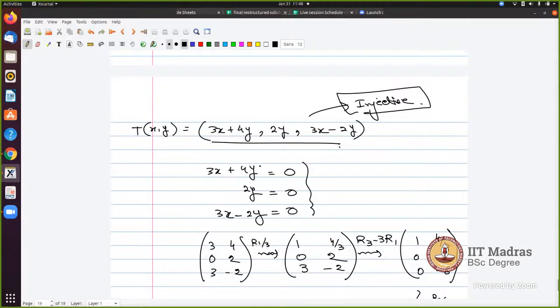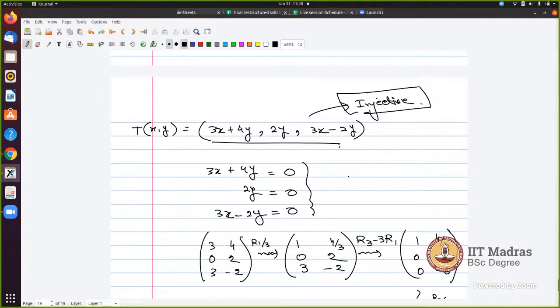There should be no image of some image, then it is surjective. Then there is a way that we can check whether it is surjective or not. For injectivity, you are taking Ax equal to 0 and you will check whether the solution is unique or not.